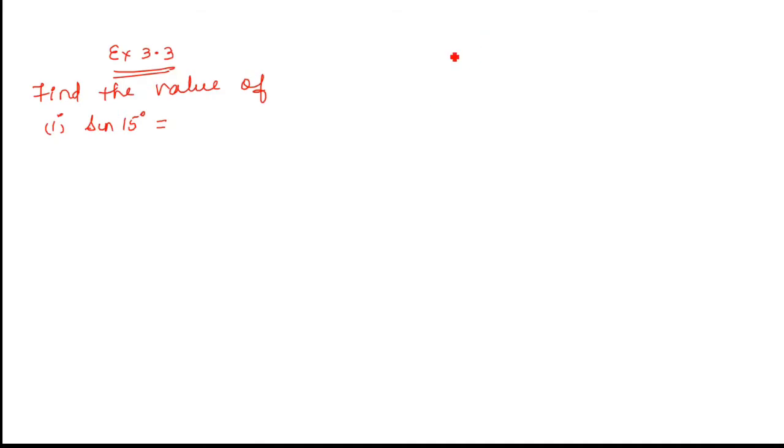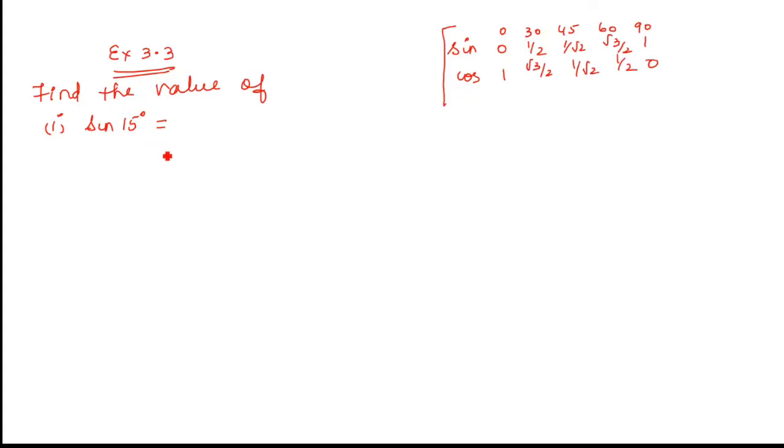So, what are the values I know? Just recall: sine 0 is 0. So 0, 30, 45, 60 and 90 are the values which I know. Sine: 0, half, 1 by root 2, root 3 by 2 and 1. Cos: 1, root 3 by 2, 1 by root 2, 1 by 2 and 0. Okay, so I'll keep this on the side.